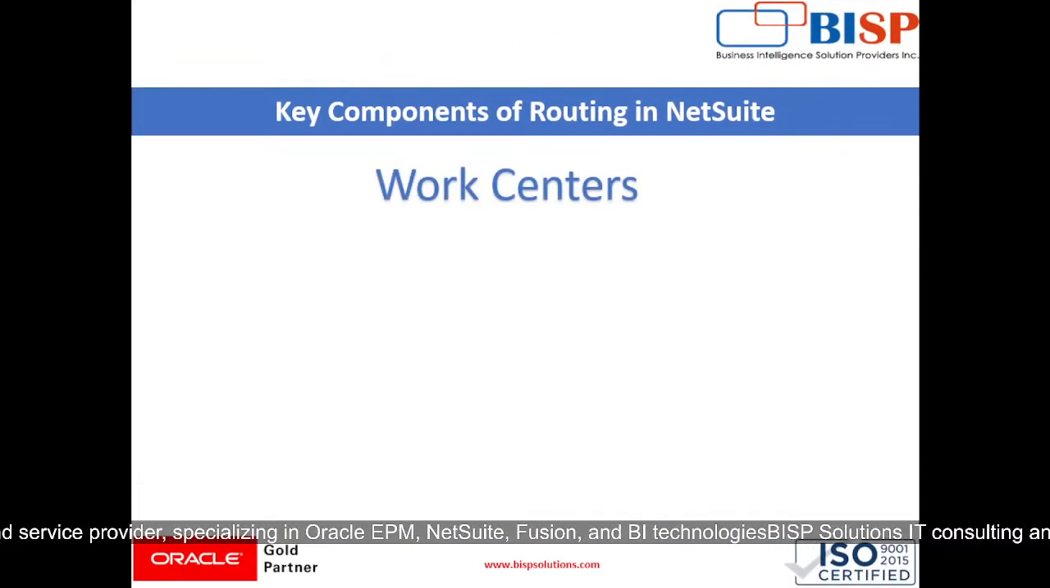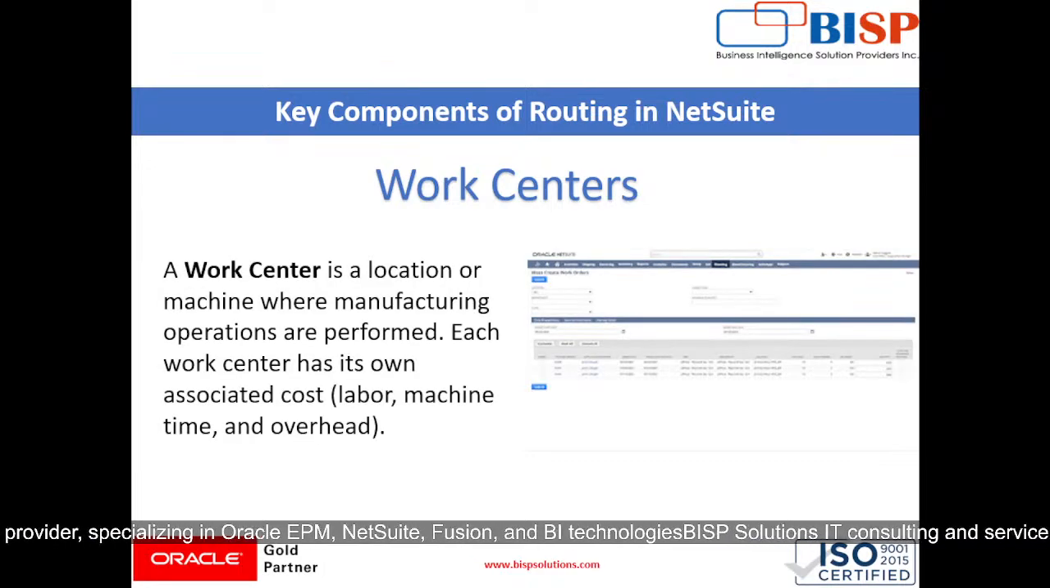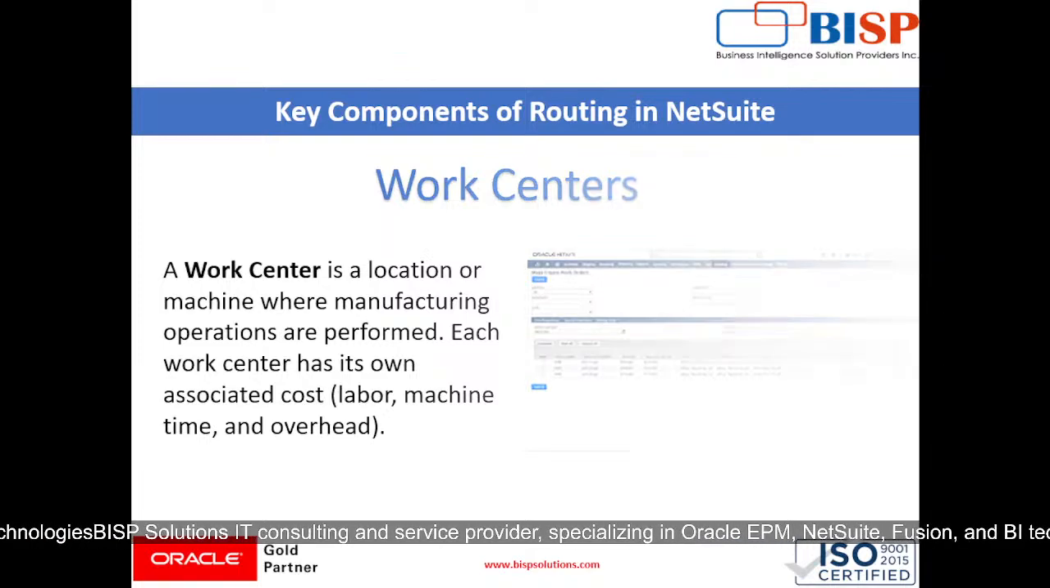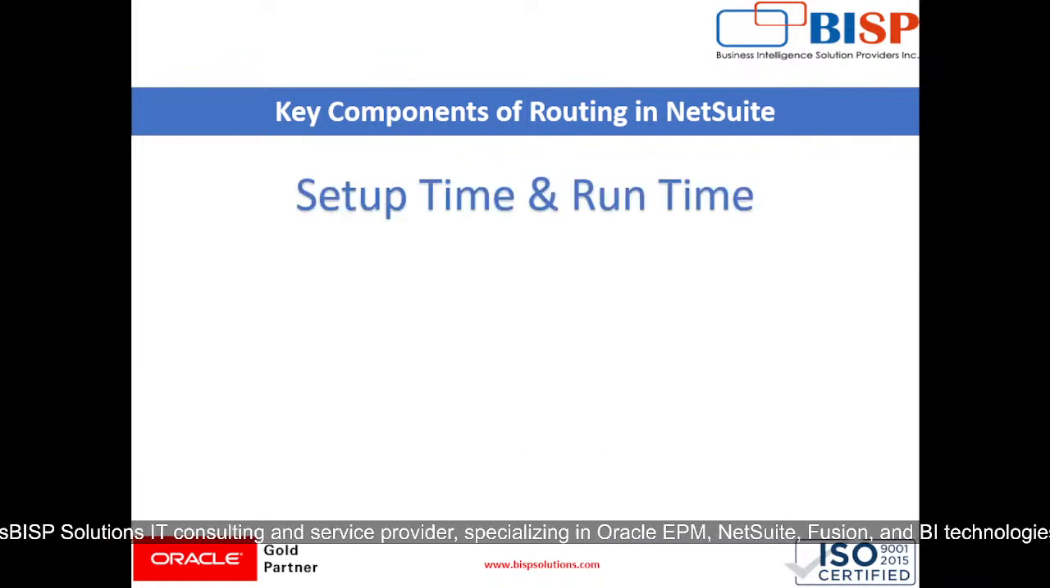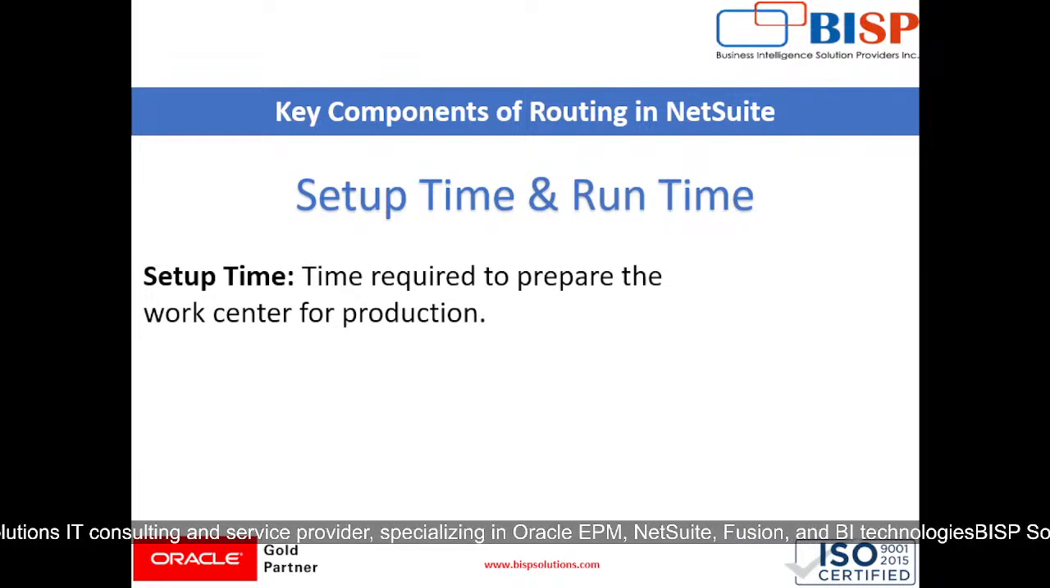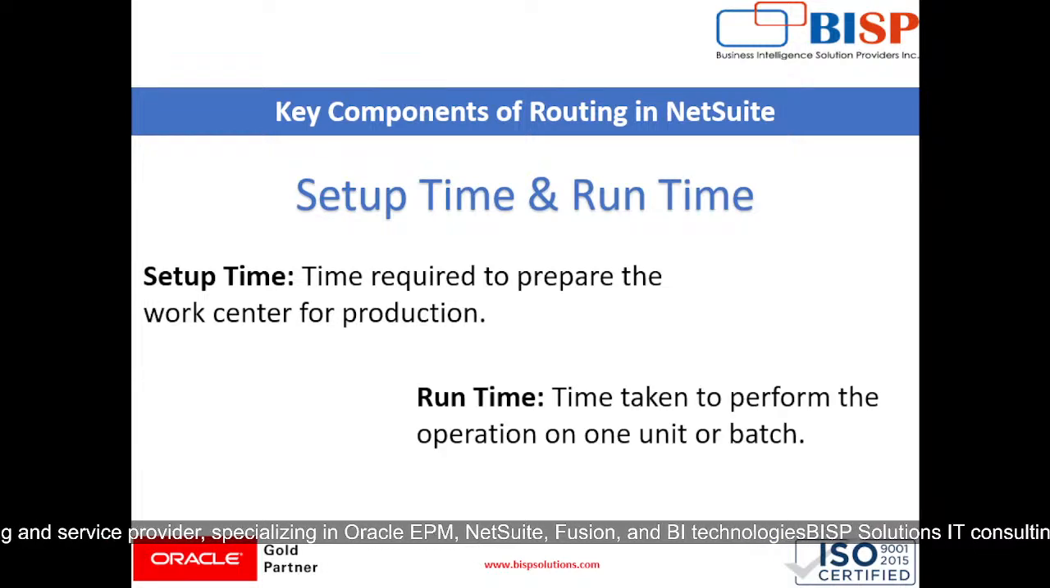Next comes our work centers, where a work center is a location or machine where manufacturing operations are performed. Each work center has its own associated cost, which is labor, machine time and overhead. For example, a cutting station, assembly line, quality control department. Then comes our setup time and run time, where setup time is required to prepare the work center for production, and run time is the time taken to perform the operation on one unit or batch.